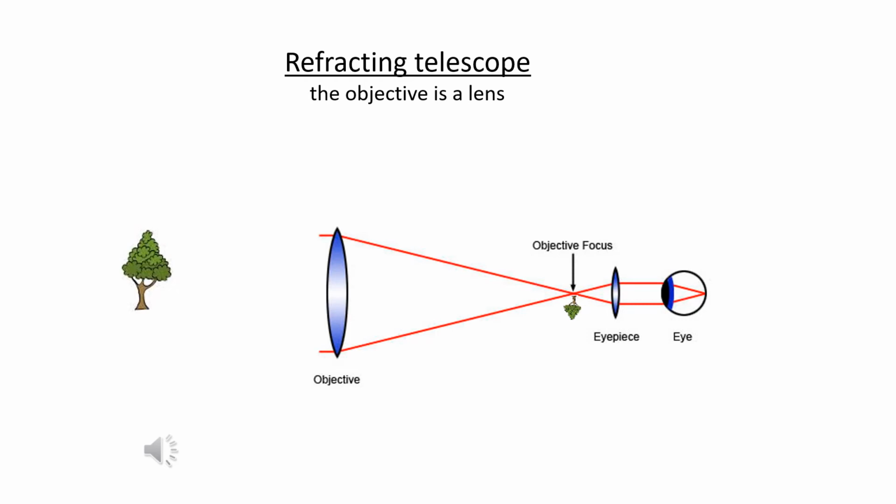And all the eyepiece does, it acts like a magnifying glass, and you look through it at that little image. If that was your thumb, you'd be looking at the eyepiece, the magnifying glass, that's your thumb. But here you're looking at the image formed by the objective lens. And that makes a greatly enlarged image which you can examine through the eyepiece.